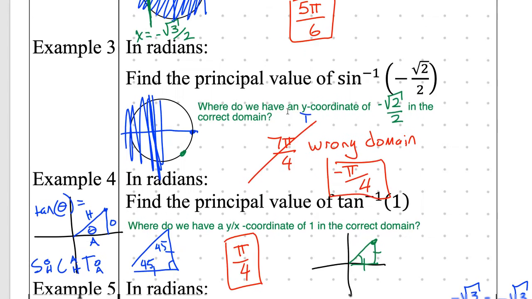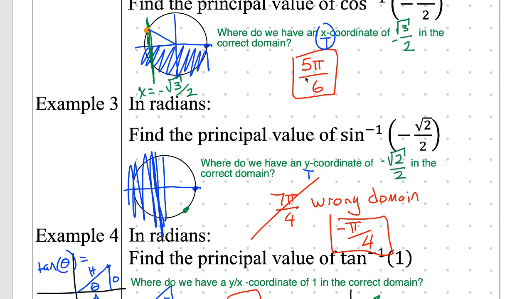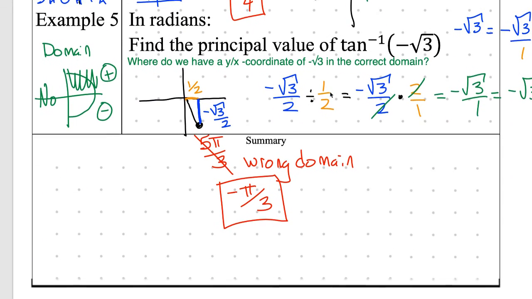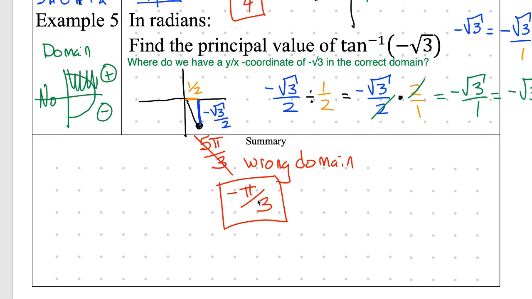Sorry about that. 5 pi over 6, was that at least correct? Okay, that was correct because that needs to be in the top, and 5 pi over 6 is less than pi. Okay, all of our domains now check out. Sorry about that mistake. This needs to be negative pi over 3.